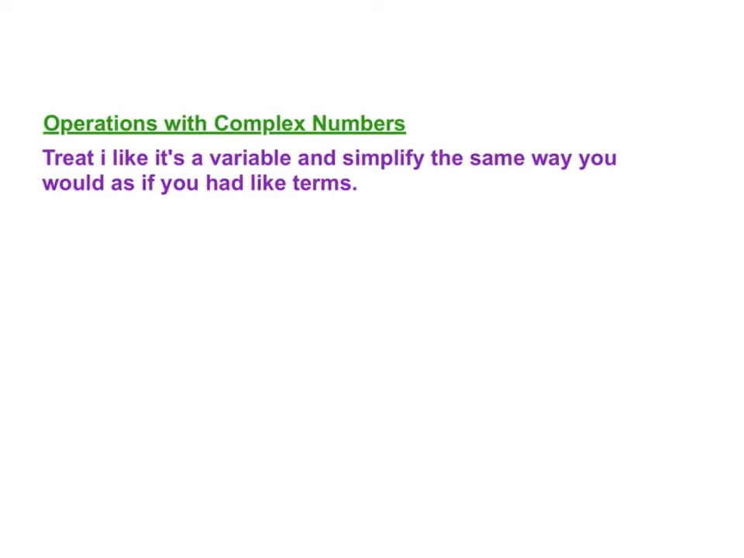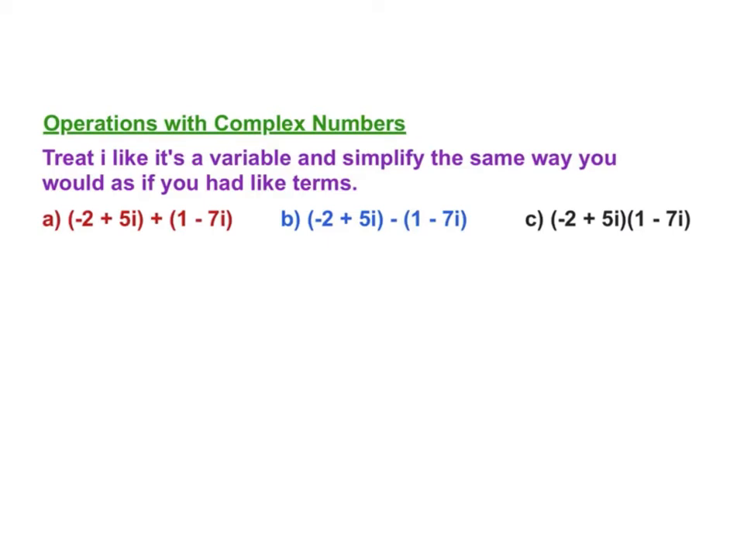So, 3 problems. These are the same complex numbers. So here's one complex number, negative 2 plus 5i. I've used it all 3 times. The second complex number is 1 minus 7i. So this is an addition problem. I'm adding these 2 complex numbers together. This one is a subtraction problem. I'm subtracting this complex number from this one. And in the third one, we're just multiplying those 2 complex numbers together.